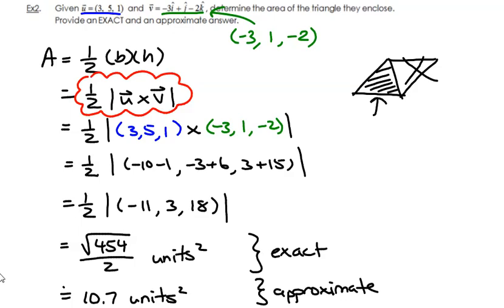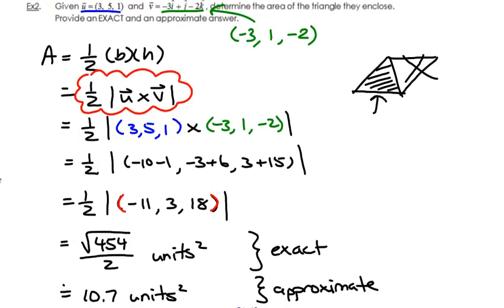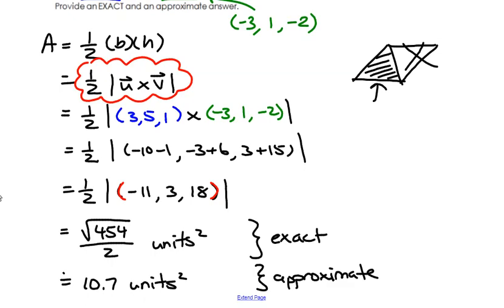Okay? So I'm not going to go over cross product again. You're going to find the cross product, which I have in my steps, and it's going to give you a vector answer, which you'll then have to find the magnitude of using that Pythagorean theorem thing, and then make sure that you multiply it by half. So the exact answer, leave it in square root form in radicals. That's the root of 454 over 2 units squared.